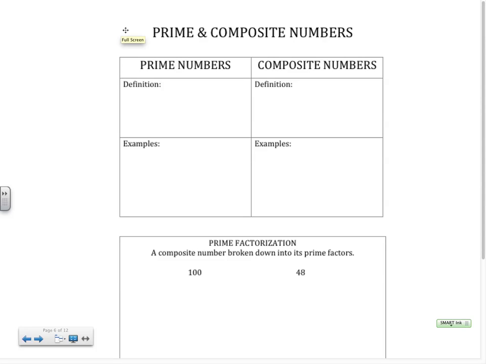On prime and composite numbers. Let's start off with what the definition of a prime number is. Prime numbers have exactly two factors, so let's write that down.